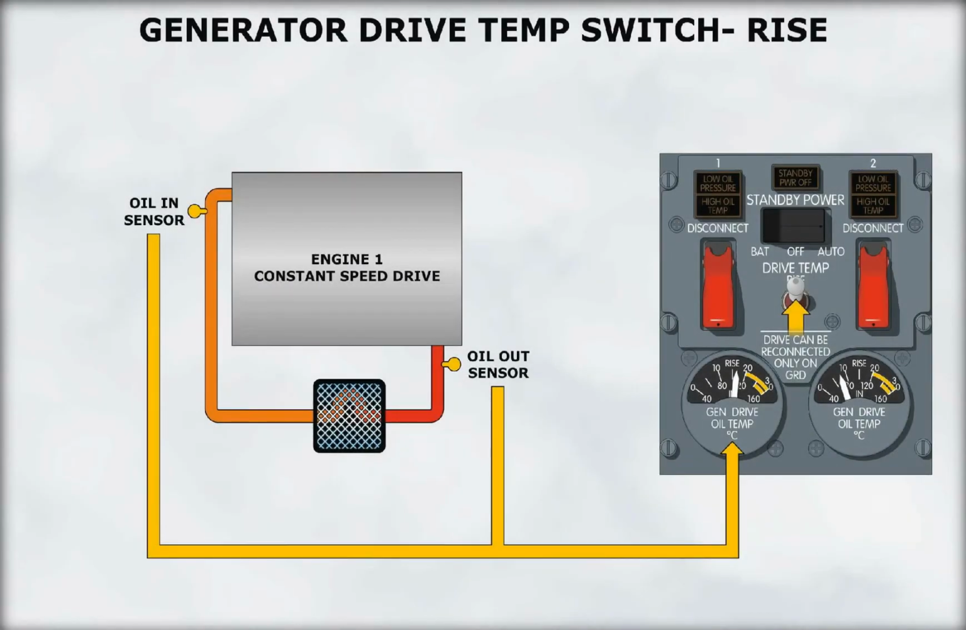When the generator drive temperature switch is positioned to RISE, the outer scale of the temperature indicator displays the difference between the temperature of the oil leaving the CSD and the temperature of the oil as it enters the CSD. The displayed value is an indication of the generator drive workload.